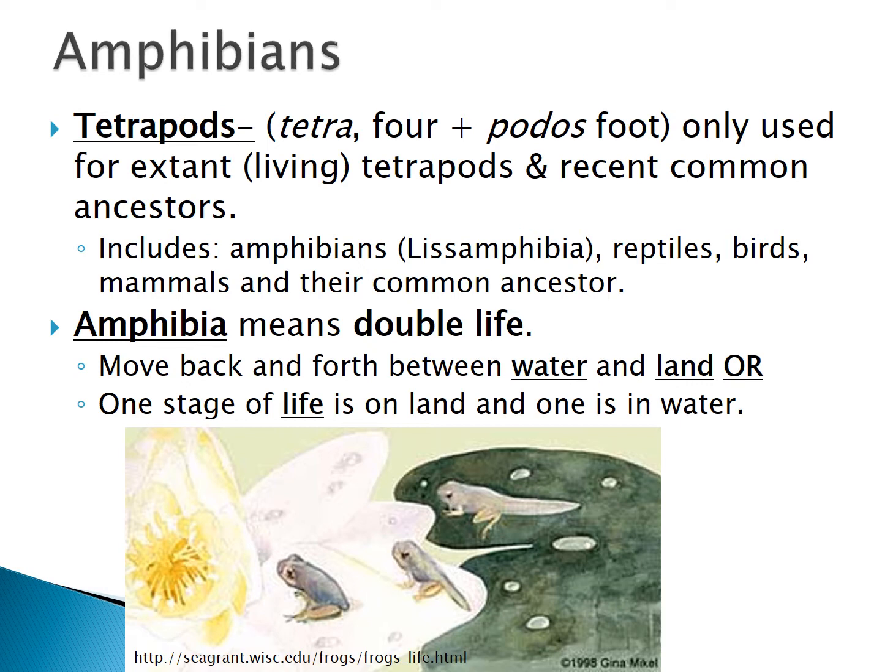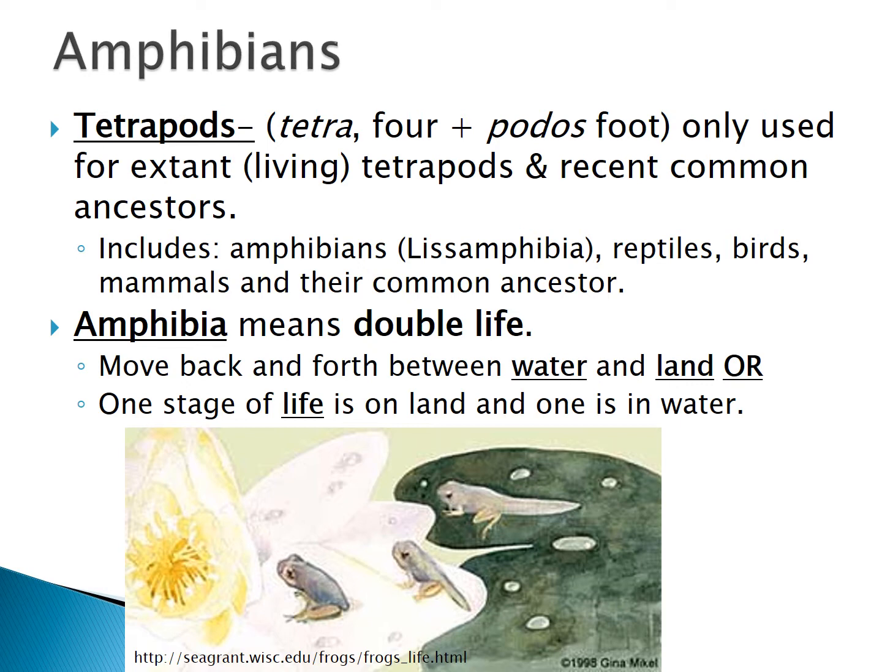So for example, with a frog, baby frogs are called tadpoles, and tadpoles live in the water. They have to. They have gills actually for that part of their life cycle. And then when they grow into an adult frog, they move to land and they live primarily on the land. They have lungs to breathe. So that's what they mean by naming them with this particular name.